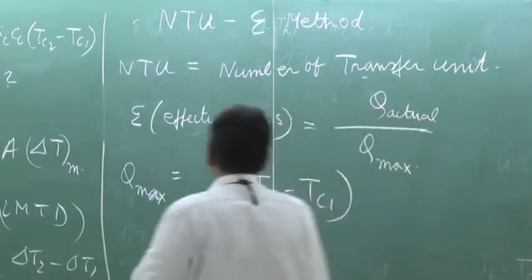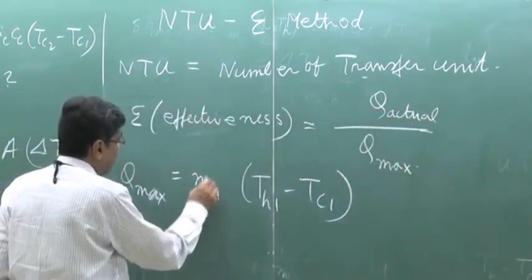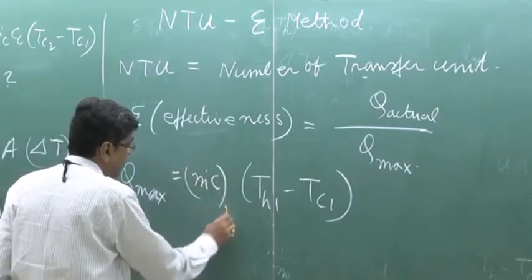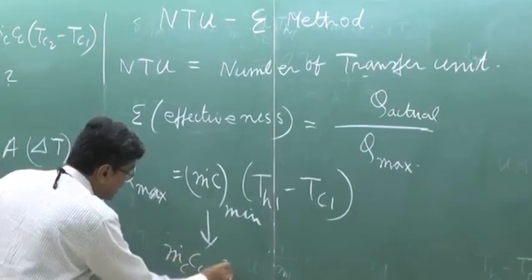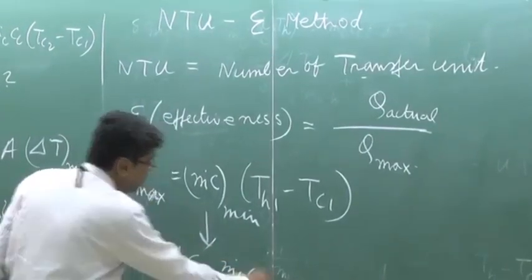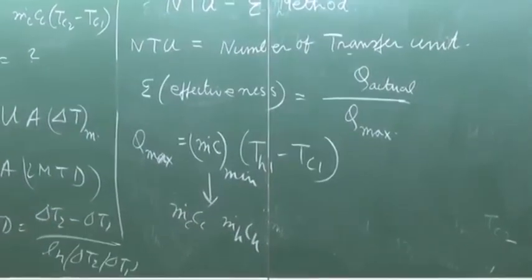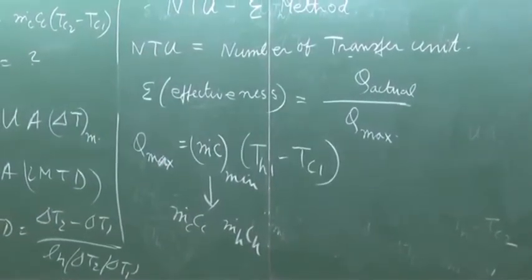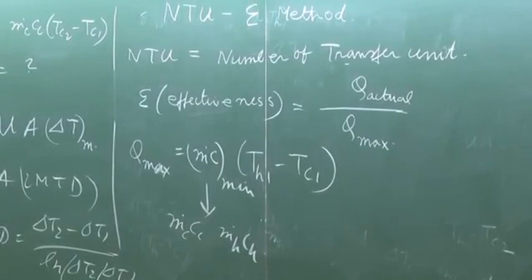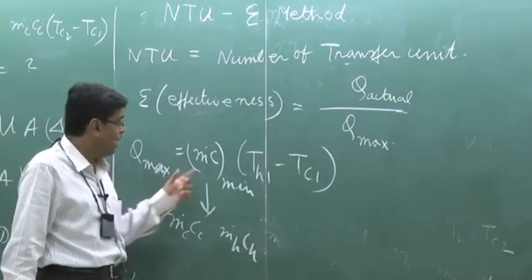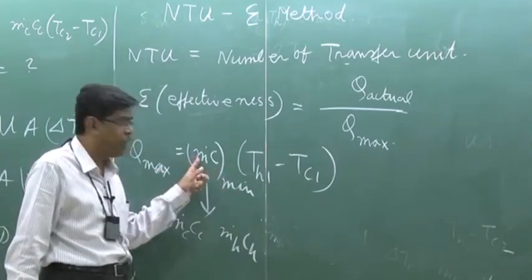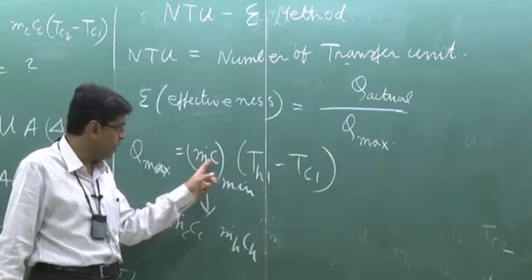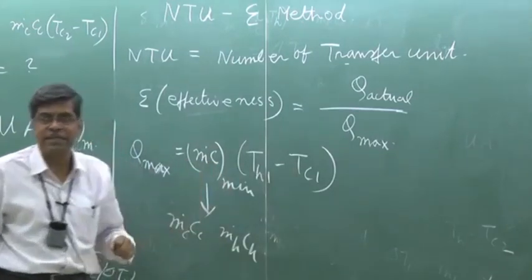So therefore, it is written in a generic way, m dot C minimum, which may be either m dot C for the cold fluid or for the hot fluid, that I have to calculate from the specific heat values and the mass flow rate values. Clear? That means the ideal or the maximum heat transfer is defined as the minimum capacity rate, that is mass flow rate times the specific heat capacity, times the maximum temperature change.